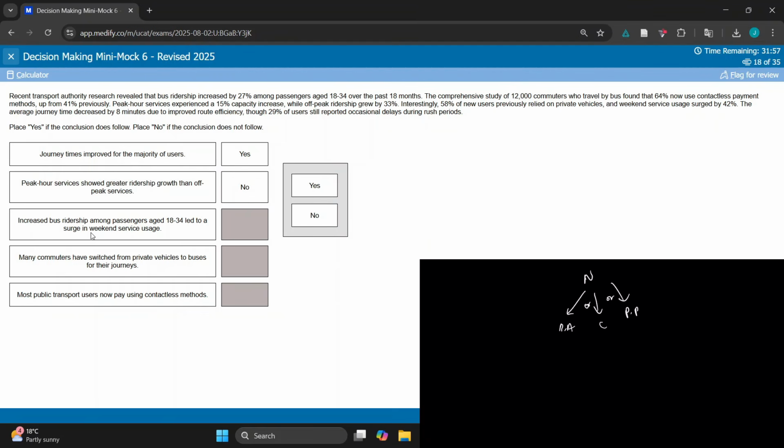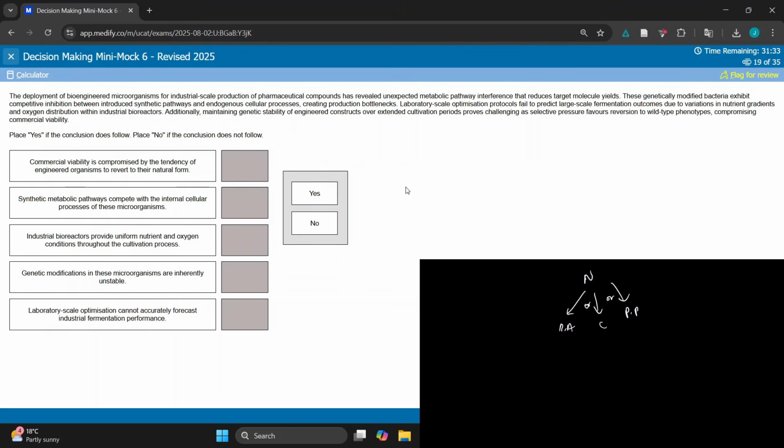Increased ridership led to a surge in weekend service usage. I don't know if it's directly correlating, so I'm going to say no here. Many users switch from private vehicles to buses. Yes, because 58% previously relied on private vehicles. Must be contactless methods, 64%, so I'm going to say yes, that's true. Okay, potentially flag this one though.